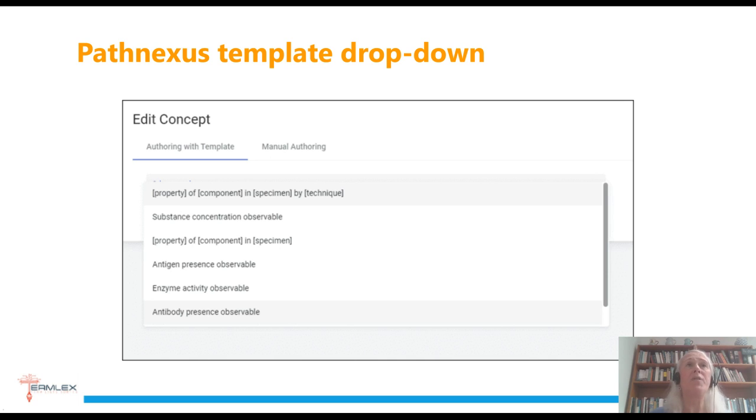And from that, in order to add a concept, you would want to pick a template to use. And this is simply a drop down of templates. There's some familiar ones there, which would be property of component in system using technique, but some extras there, some more specific ones: antibody, antigen, enzyme, substance concentration. So we can pick one of those, which will help to constrain our values.